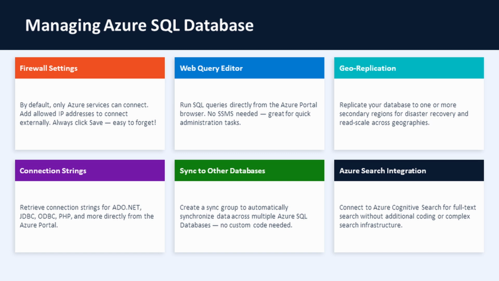Sync to other databases lets you create synchronization groups so that data in your Azure SQL database is automatically kept in sync with other databases without any custom development. And Azure Search Integration allows you to connect your database to Azure Cognitive Search, enabling full-text search capabilities across your data with no additional coding required. The Configure option under Settings lets you change the pricing tier of your database at any time, scaling up for more performance or scaling down to save costs.